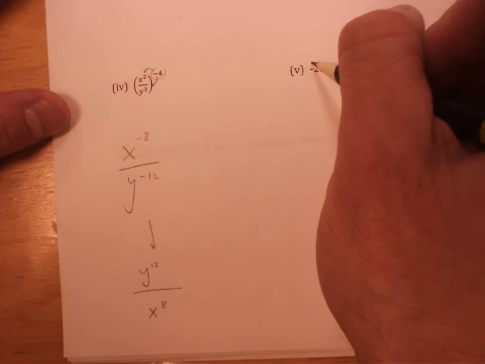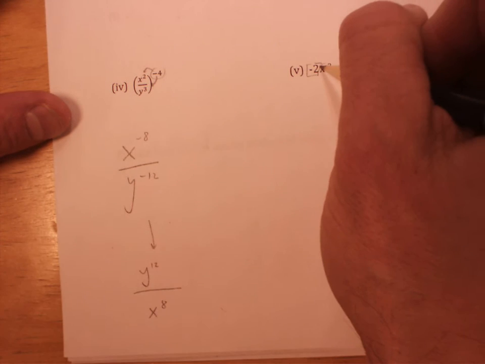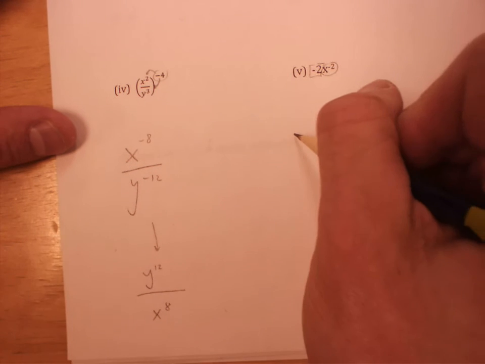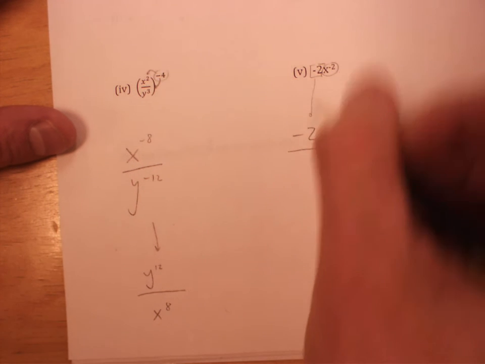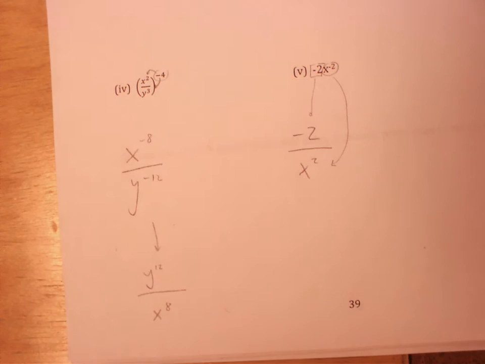Anyway, hey, this negative 2 is sitting by itself. It's not touched. X to the negative 2, though, that negative 2 is just on the x. So that negative 2 is hanging out. That's this one. And then x to the negative 2 is just x squared, and that comes down here. Just so you know where it's coming from.